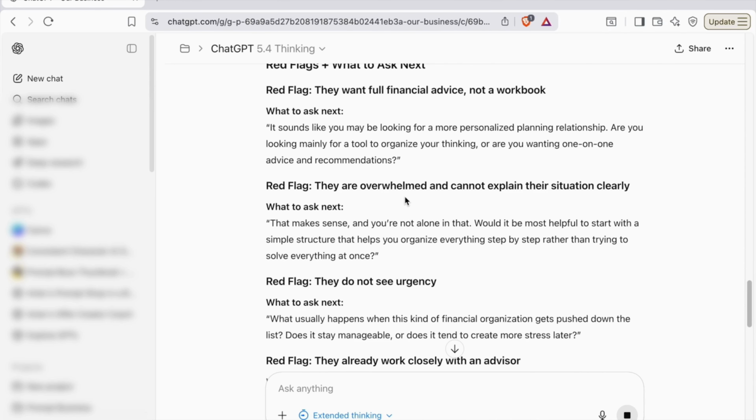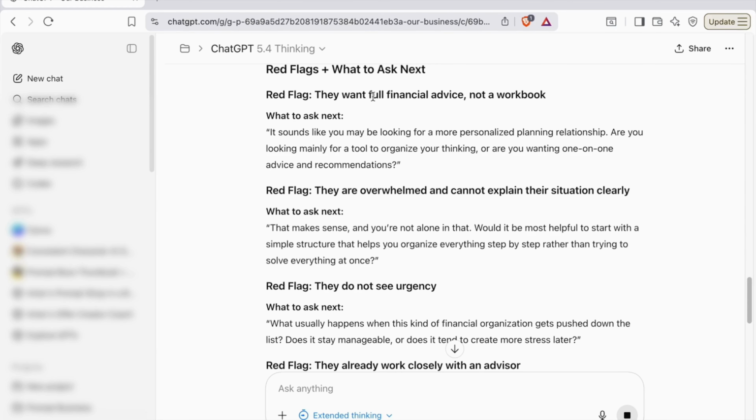It gives you different responses. This is almost like an objection handling piece, because it says, if they say, "I want financial advice, not a workbook," this is the way to respond. You can say, "It sounds like you may be looking for a more personalized planning relationship. Are you looking mainly for a tool to organize your thinking? Or are you wanting one-on-one advice and recommendations?" When they answer this question, you flow here. If they're overwhelmed, it has verbiage for that.